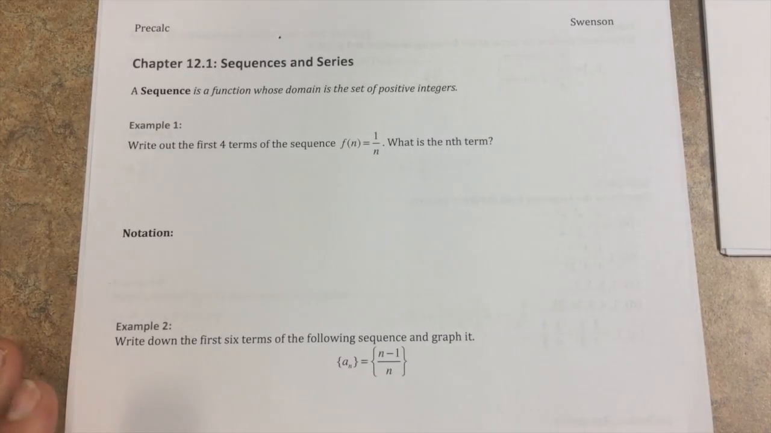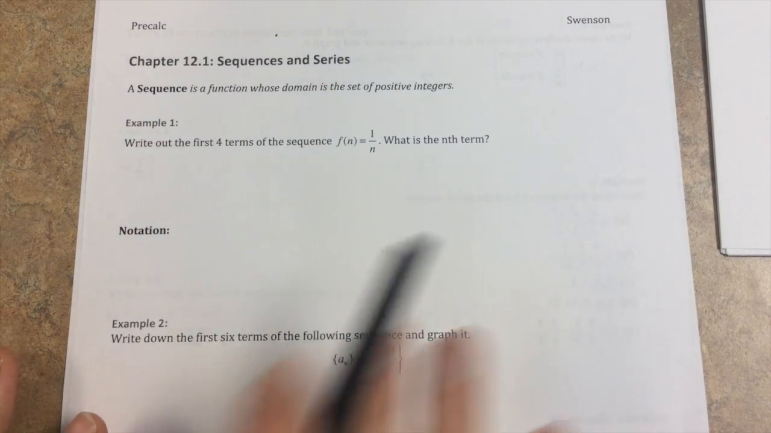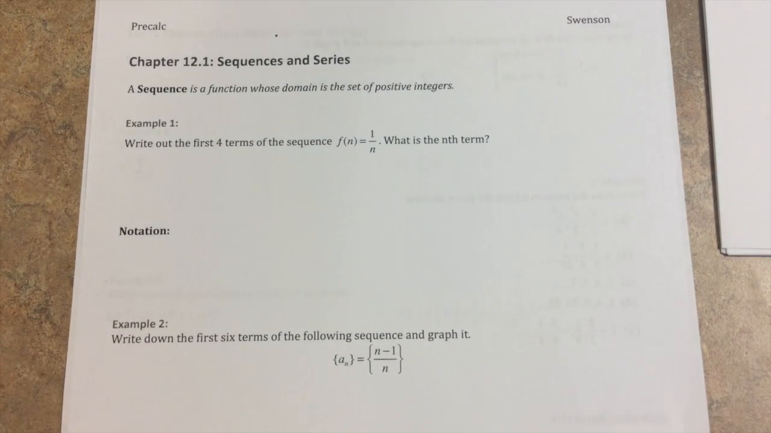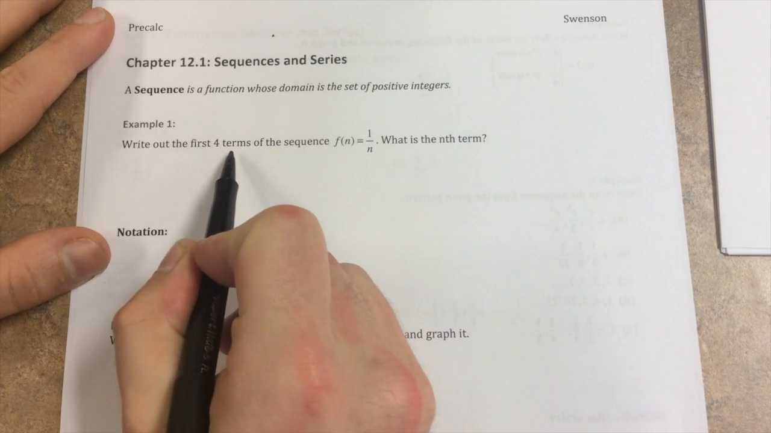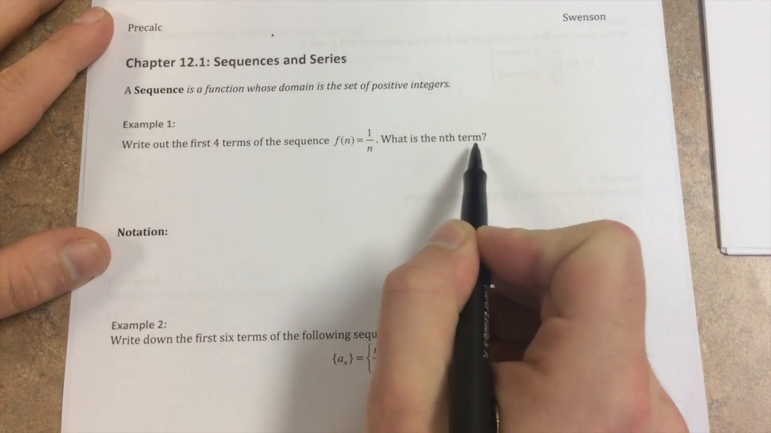So let's just begin. A sequence, whenever we talk about a sequence, is a function whose domain is a set of positive integers. We've been dealing with these things since the beginning of this year. It should be pretty straightforward. Let's take a first example. Write out the first four terms of the sequence f of n equals 1 over n. What is the nth term?